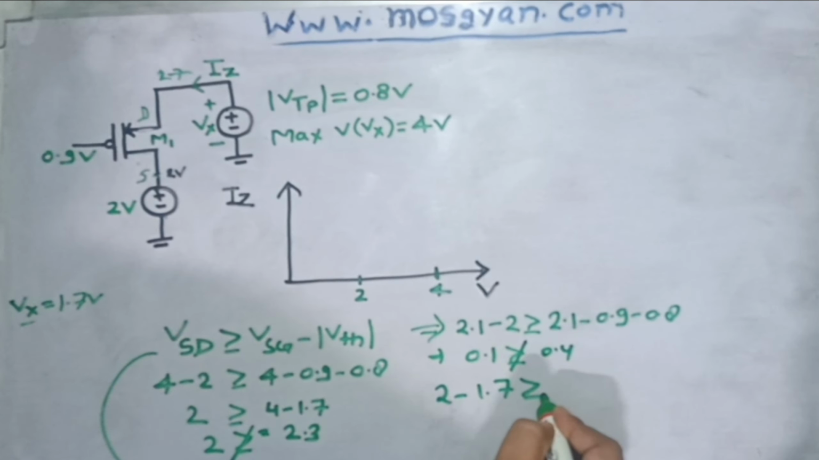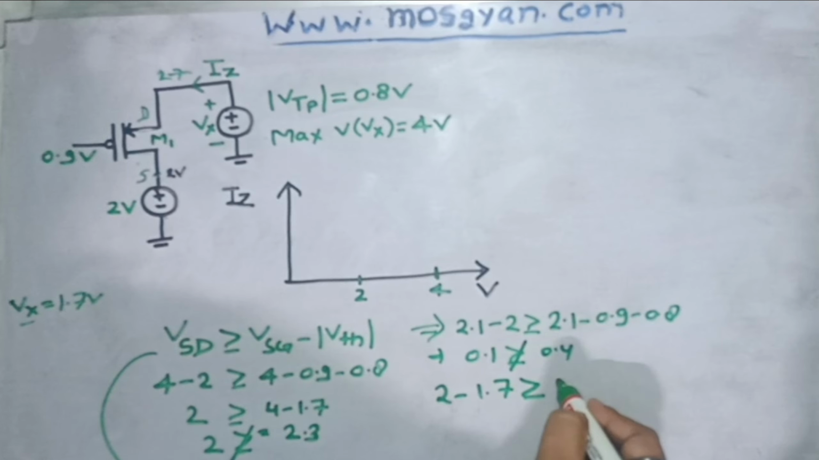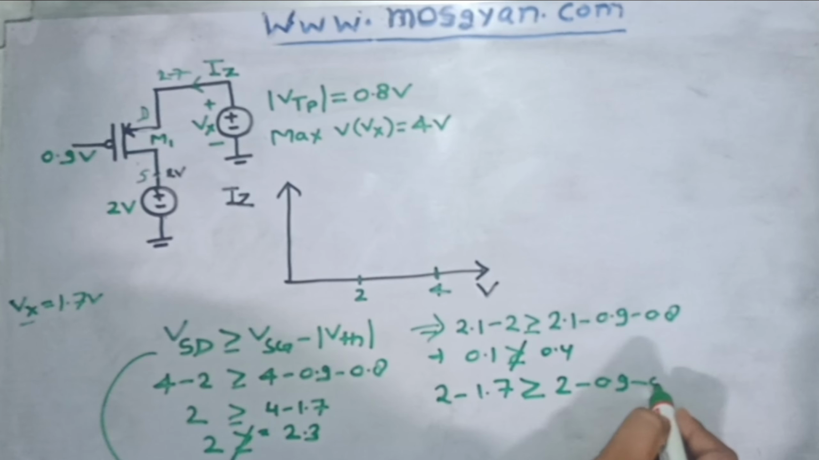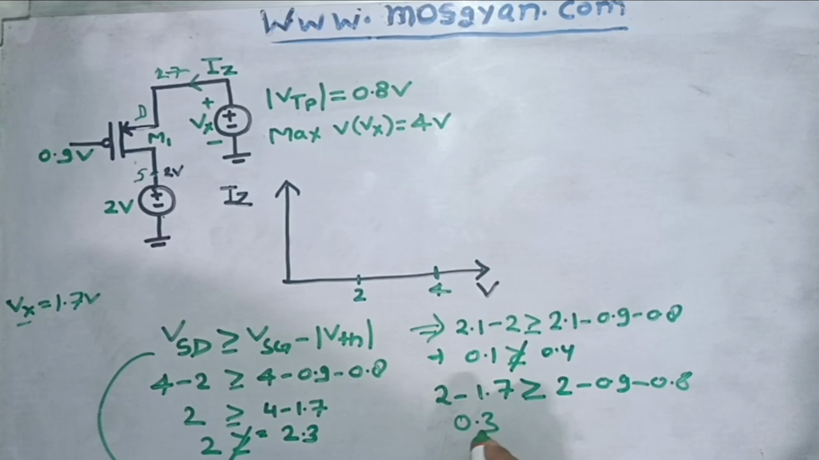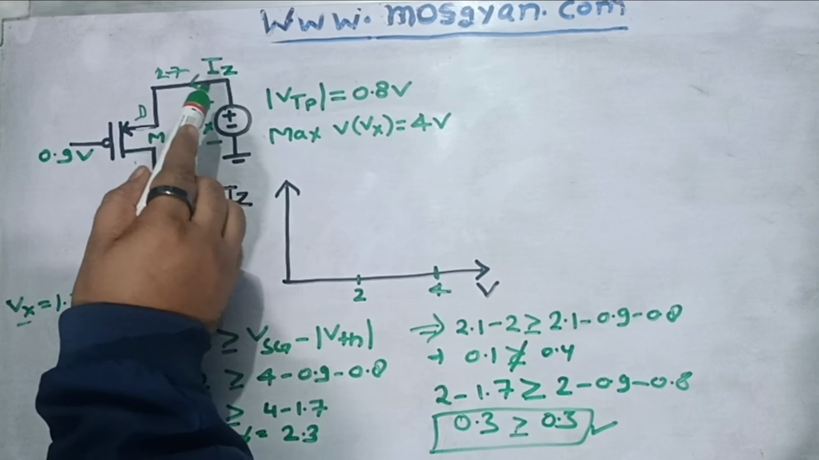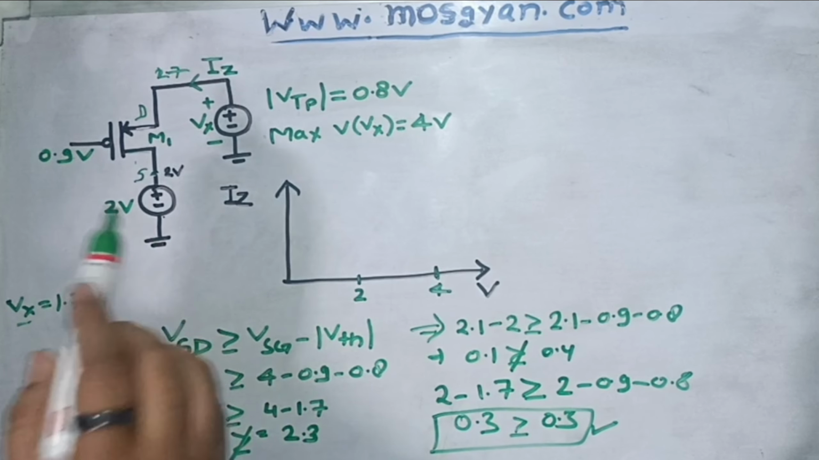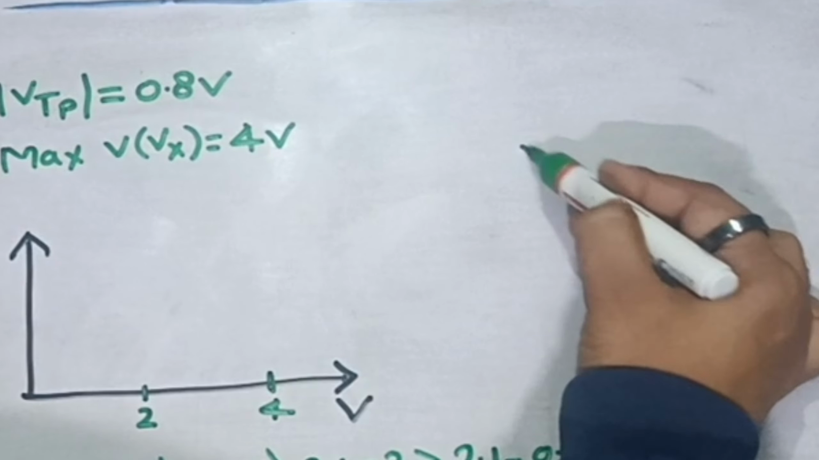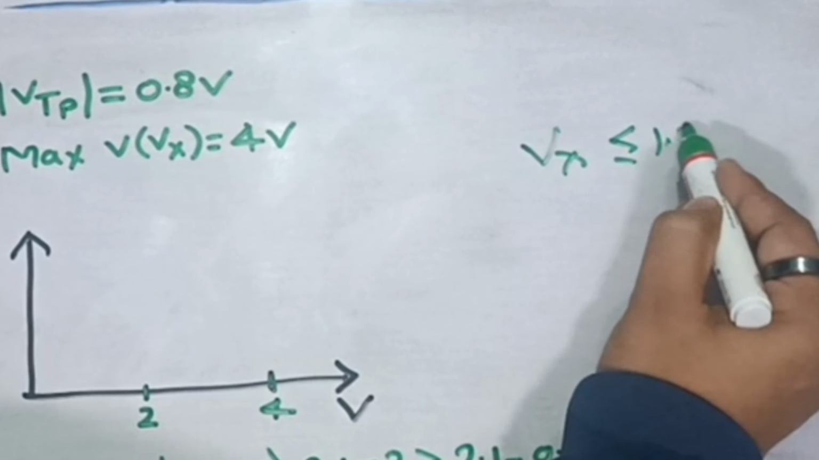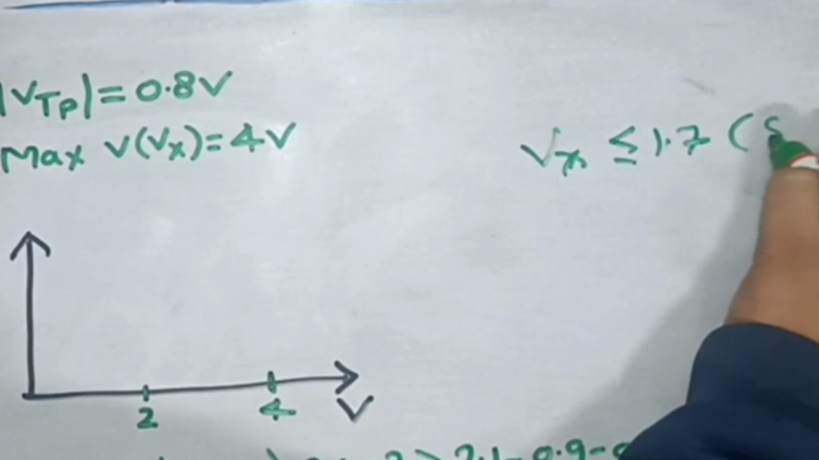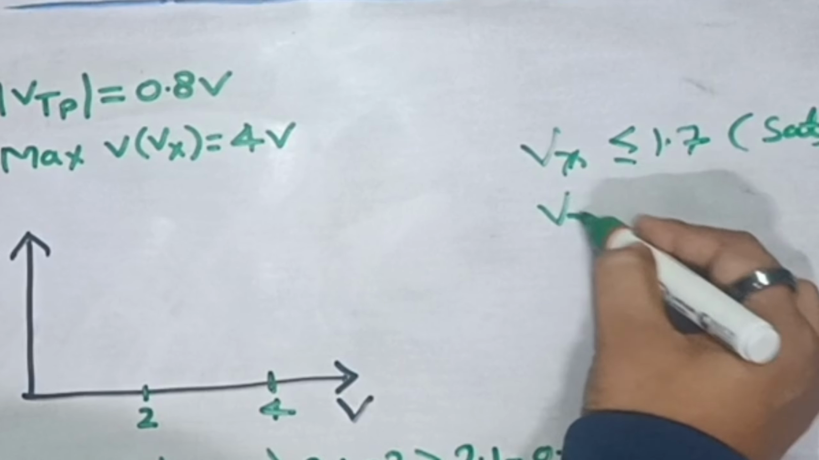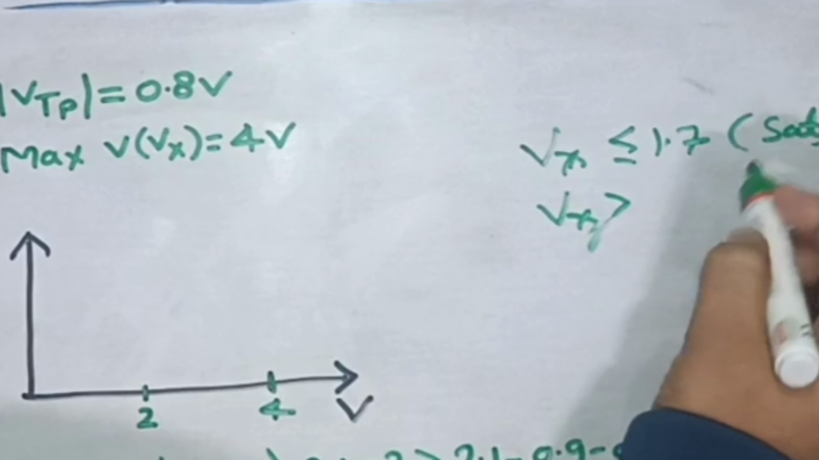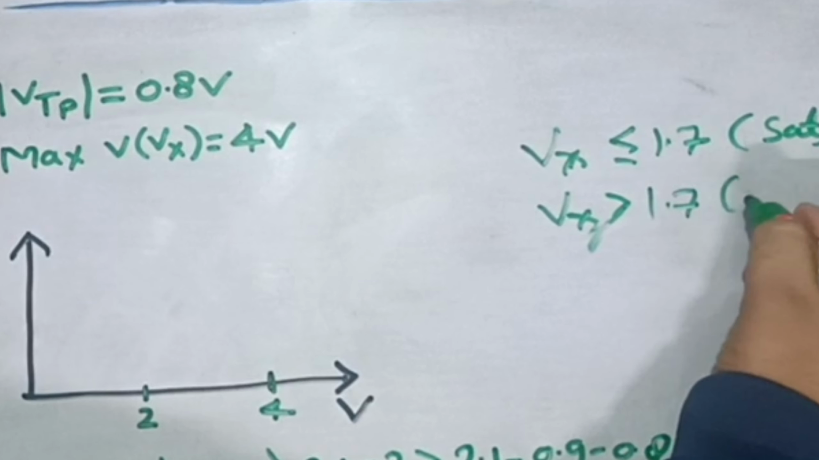It should be greater than or equal to VSG minus VT. Vs is 2 volt, G is 0.9 and your threshold is 0.8. So 0.3 should be greater than or equal to 0.3, right? If you calculate this, it is true. 0.3 is equal to 0.3. That means once Vx is coming lesser than 1.7 volt, then this MOS M1 will operate in saturation, otherwise it will be in linear. So this is one important concept here. If Vx is equal to or lesser than 1.7 volt, this PMOS will operate in saturation region. Else, if Vx is greater than 1.7 volt, it will be in linear mode of operation.